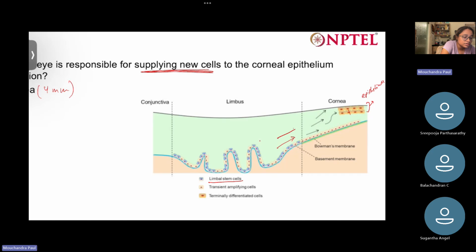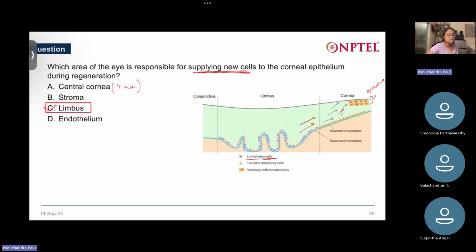Over the Bowman's membrane, these cells become part of the basal cell layer, and then further they help in replenishing the topmost layer of the epithelium, that is the superficial cell layer. So the origin of the basal cells is actually from this limbus region, from the limbal stem cells. Is it all right? Did you understand where the origin of new cells in our eye comes from? It comes from the limbus region. Yes, ma'am.